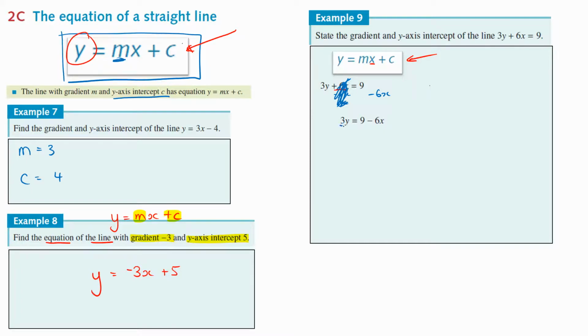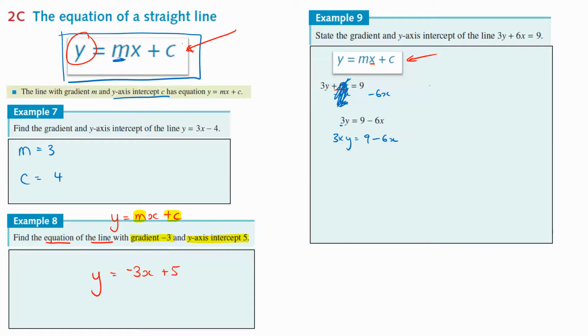I've got this 3 here. That's an issue. But remember, when you write a number next to a letter, it actually means times. So right now I have 3 times y equals 9 minus 6x. And the same drill applies again. If you've got 3 times y, you want to remove the times 3. We've got to undo it. It's like you tripled it.